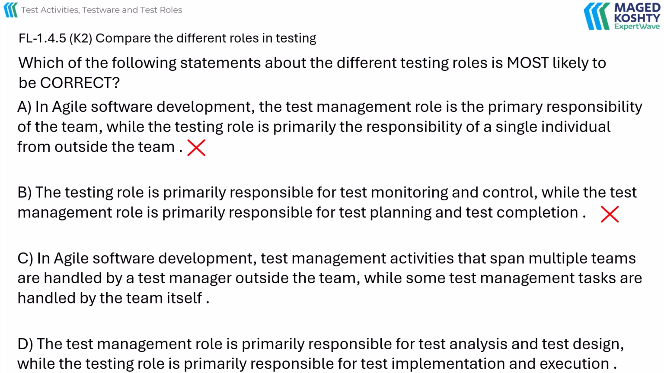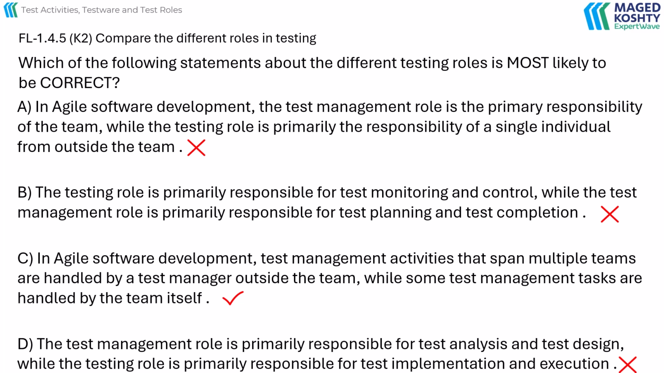Option C. In agile software development, test management activities that span multiple teams are handled by a test manager outside the team, while some test management tasks are handled by the team itself. Wow, this one requires perfect knowledge of agile development. Since most of you are beginners, I will leave it for now. The last option. The test management role is primarily responsible for test analysis and test design. This is wrong. So we can easily stop here, which means that option C is correct.